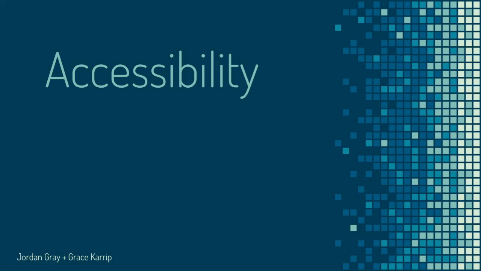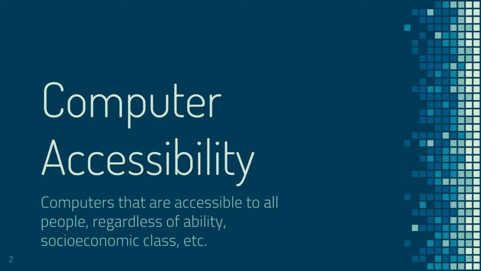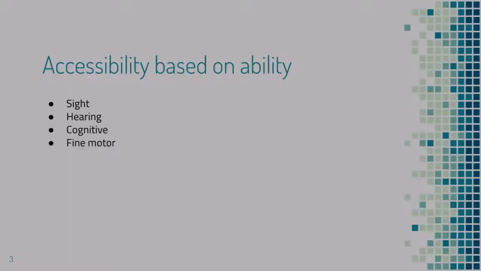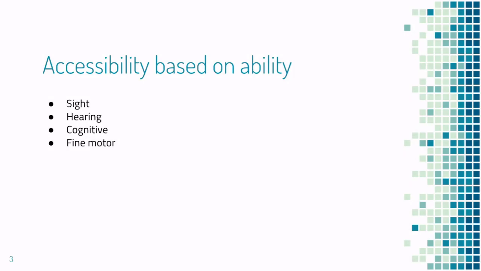Alright, so this is going to be a presentation on accessibility and human-computer interaction. Computer accessibility deals with computers that are accessible to all people, regardless of ability, socioeconomic class, and so on. The four categories of accessibility for abilities that we'll be talking about today are sight, hearing, cognitive, and fine motor.